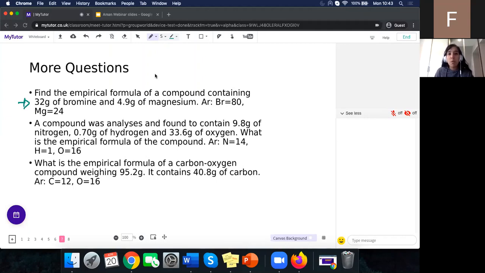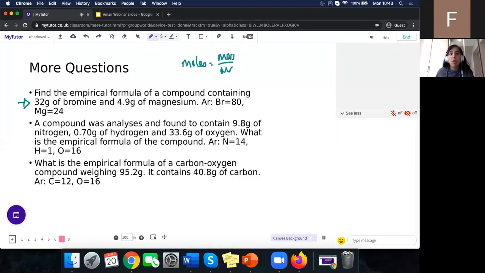So one empirical formula question. So remember again, the equation is that moles equals mass over MR. For empirical formulae, we always calculate the number of moles of each element. So bromine, the number of moles will be 32 grams, which is mass over the AR of 80. So 32 divided by 80. So what's 32 divided by 80? Someone's asking me, how would you know what to round your final answer to? If they don't give you what significant places or decimals, always do it to 3 significant figures. So yeah, 0.4, well done.